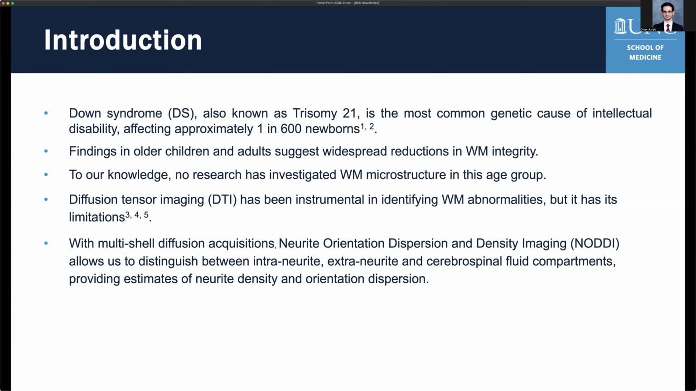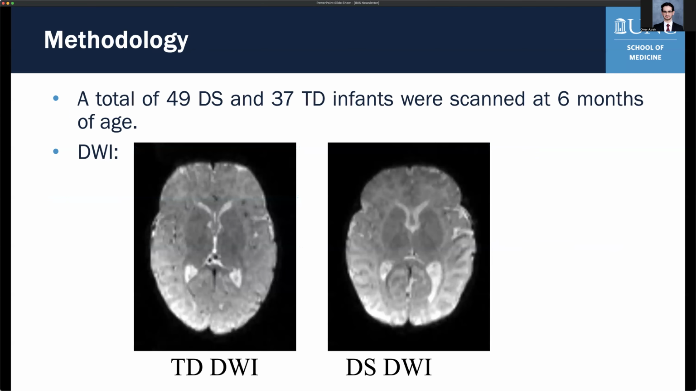We use what we call diffusion tensor imaging. Diffusion tensor imaging is an imaging modality that is part of magnetic resonance imaging, MRI, that will show us the diffusion within these white matter tracts. And through that, we can know the microstructure of the white matter. We also have what we call neurite orientation dispersion and density imaging, which allows us to distinguish between intraneurite, extraneurite, and CSF compartments. So it's a more advanced technique to show us the white matter microstructure of the brain.